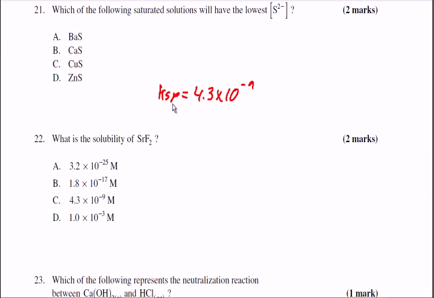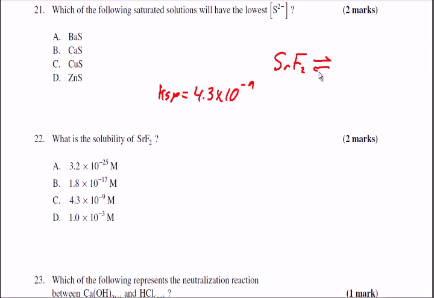Remember, Ksp is the solubility product. Solubility is measured in molarity. Ksp doesn't have any units. So what we want to find is the maximum concentration of strontium fluoride. And let's show it right here.